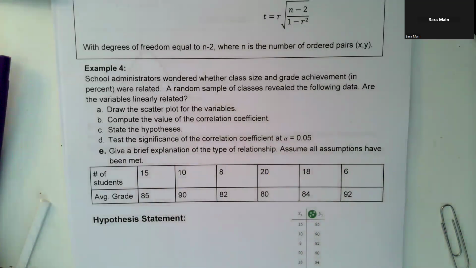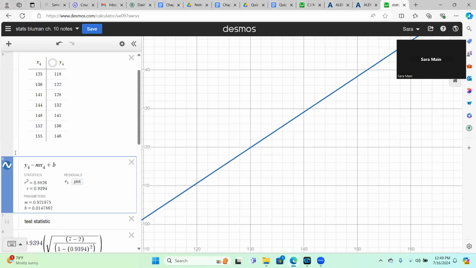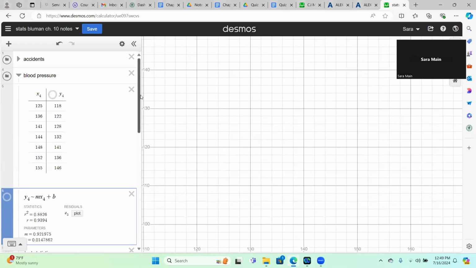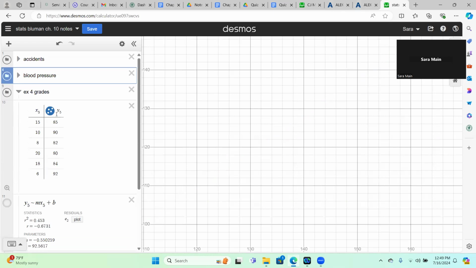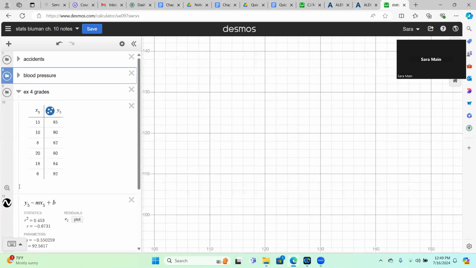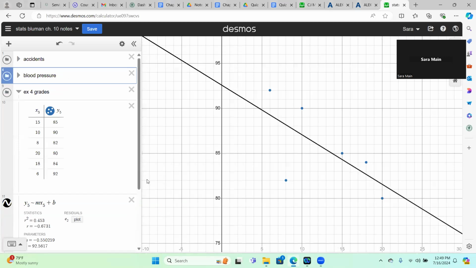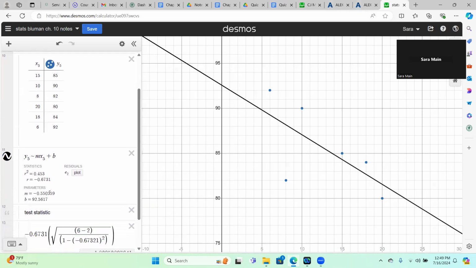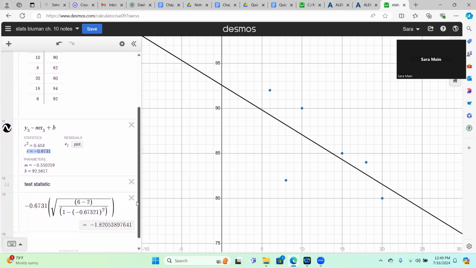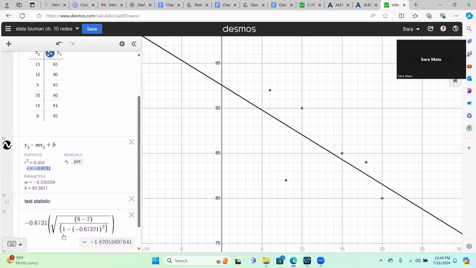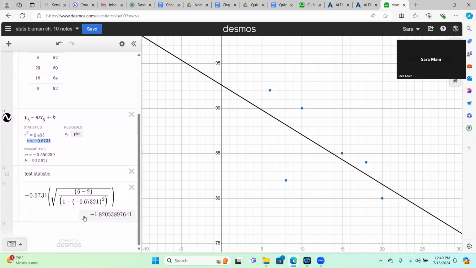Okay. So first thing we're going to do is go to Desmos and put in our data. I'm going to turn these off for just a moment. And there we go, and get a scatter plot. Okay, so here is that grade data. I'd like you to take a minute to put yours in. Make sure that you're getting the same r that I am getting here, and also the same test statistic that I'm getting, a negative 1.82.